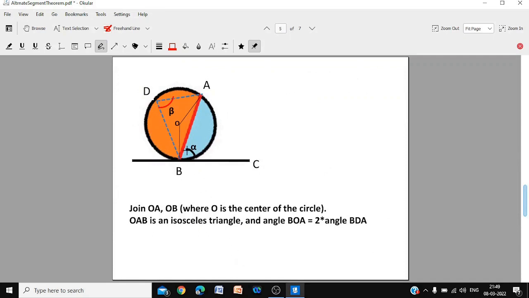Suppose O is the center and we are joining OA and OB. So this is an isosceles triangle, OAB. Why? This is radius and this is radius. So OA equal to OB, so there is an isosceles triangle. Now, also see that the angle at the center will be twice the angle at the circumference. So the angle at circumference is beta, this will be 2 beta. The angle at the center is twice the angle at the circumference.